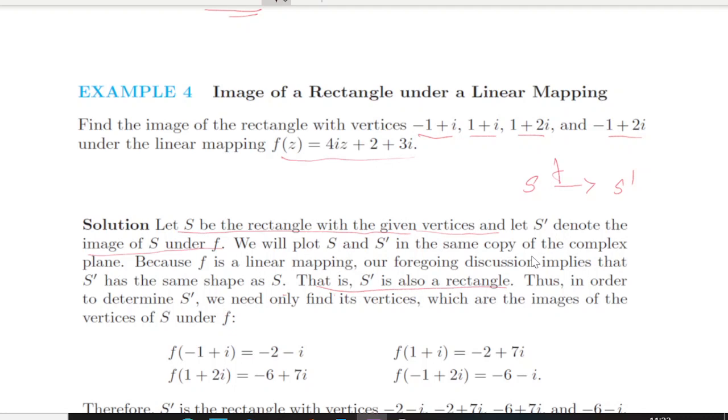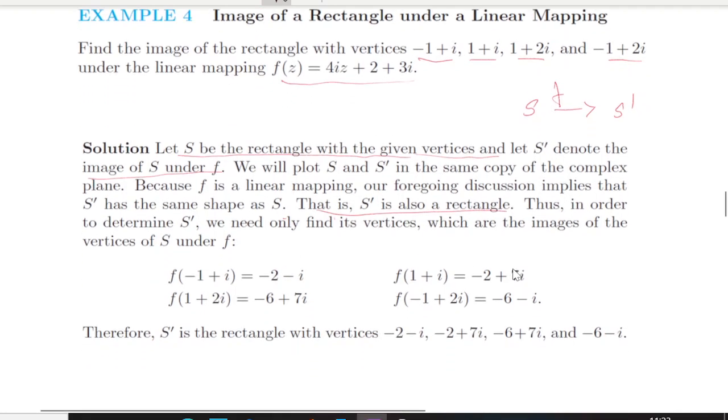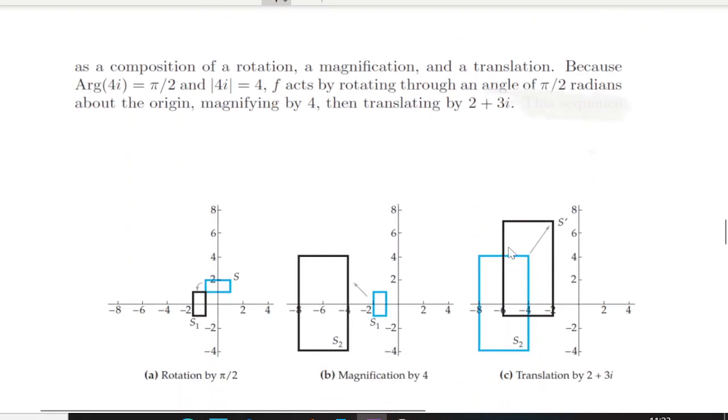Thus, in order to determine S dash, we need only to find its vertices. So now we should find the vertices, meaning we are finding images of the given vertices. First one is minus 1 plus i. So minus 1 plus i under the mapping, we will get the image. So we have found all the images of the given rectangle's vertices. Therefore S dash is a rectangle with vertices minus 2 minus i, minus 2 plus 7i, minus 6 plus 7i, and minus 6 minus i. So when you plot this, you get it like this.